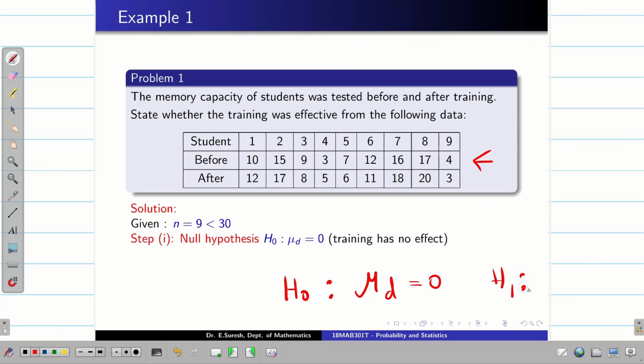H1 we have to tell after coaching. I will not say that my knowledge will reduce. The student's skill and knowledge will improve after doing coaching.